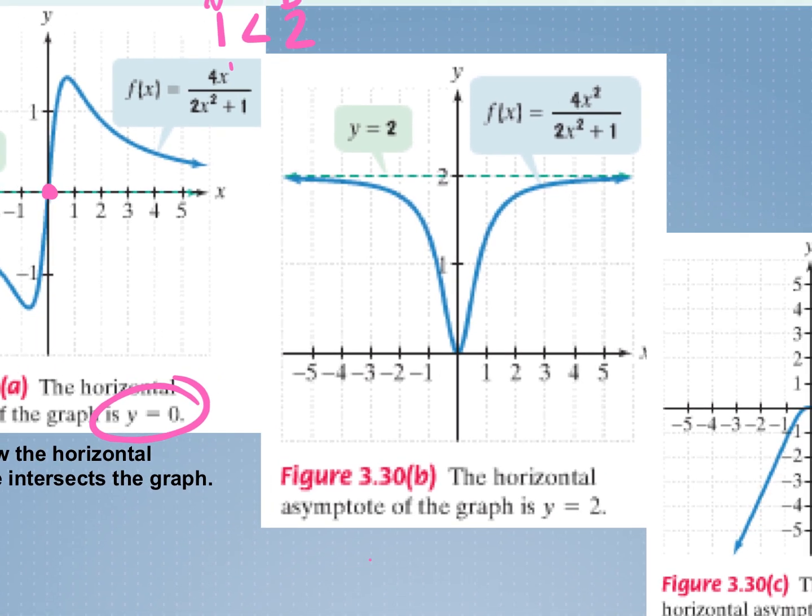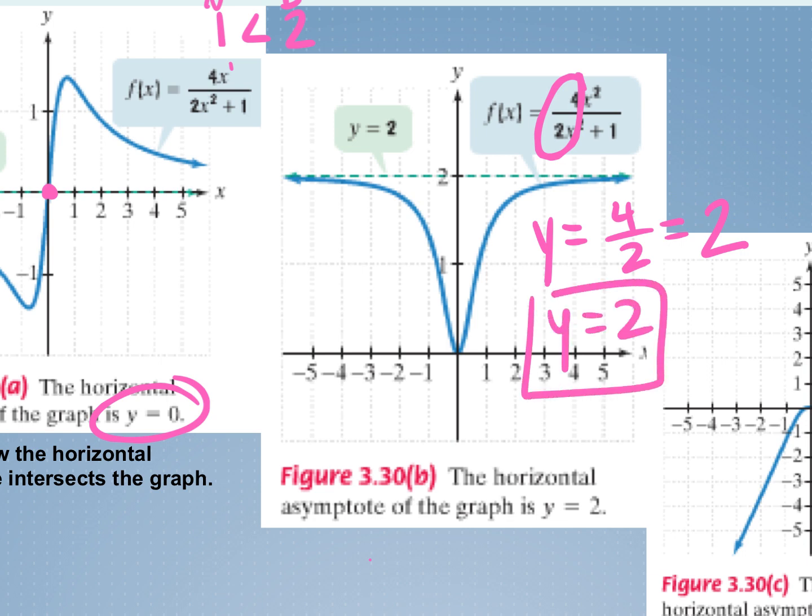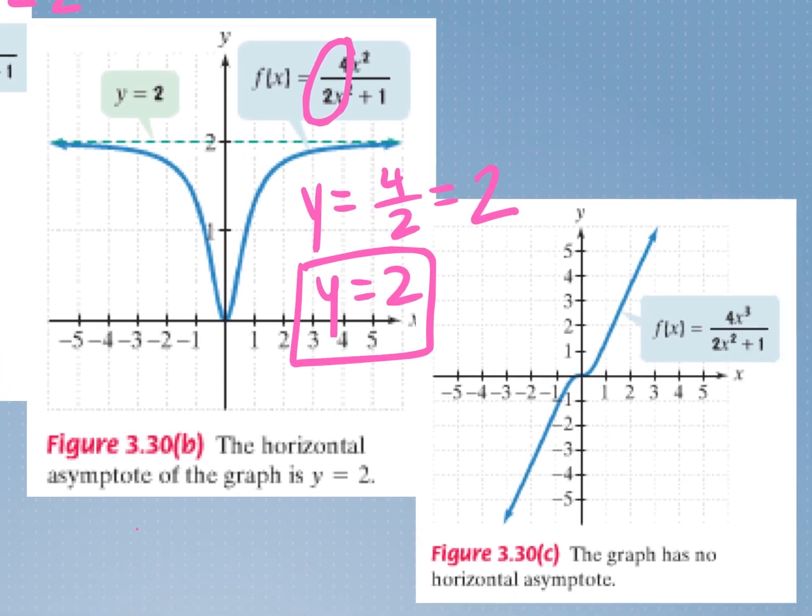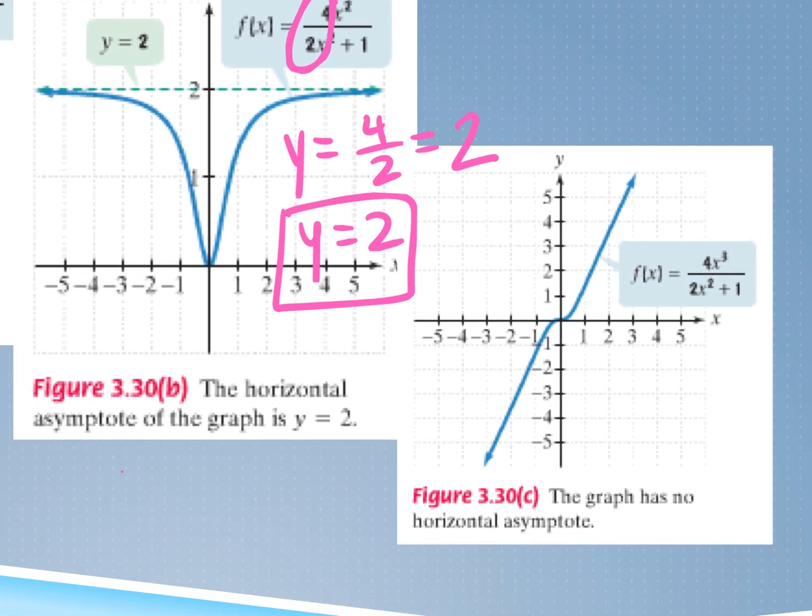For the next one, our degrees are the same. We have x squared and x squared. So we look at the leading coefficient. So here, our horizontal asymptote would be y is equal to 4 over 2, which is 2. So y is equal to 2 is our horizontal asymptote. And then the third one, our numerator is greater than the denominator. So we have no horizontal asymptote.